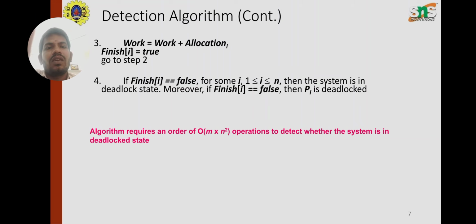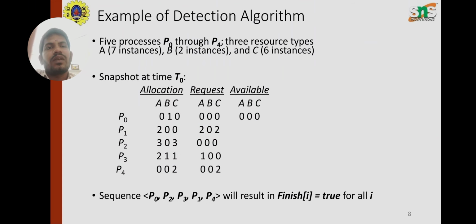If Finish[i] equals false for some i, where 1 is less than or equal to i less than or equal to n, then the system is in a deadlock state. Moreover, if Finish[i] equals false, then Pi is deadlocked. The algorithm requires an order of m times n squared operations to detect whether the system is in a deadlock state or not.